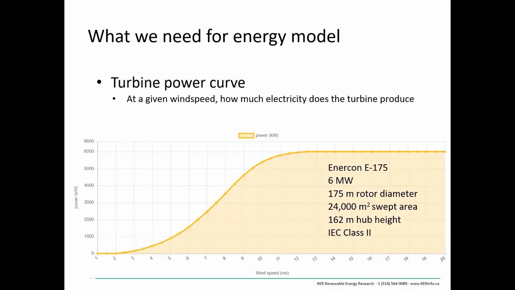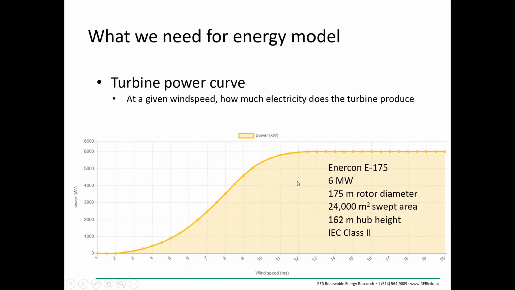Now, what we need to do to run the energy model is we need to have a few pieces of information. And the first of these is a turbine power curve. A turbine power curve is an indication of how much power our turbine produces given a particular instantaneous wind speed. So if at a given point in time the wind is blowing at, say, 7 meters per second, we would look here for this particular turbine and see that it was going to be putting out around 2.5 megawatts at that point in time.